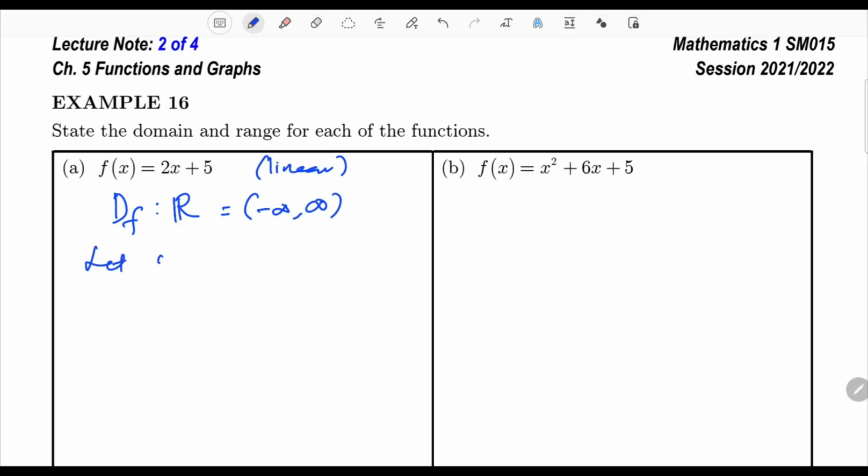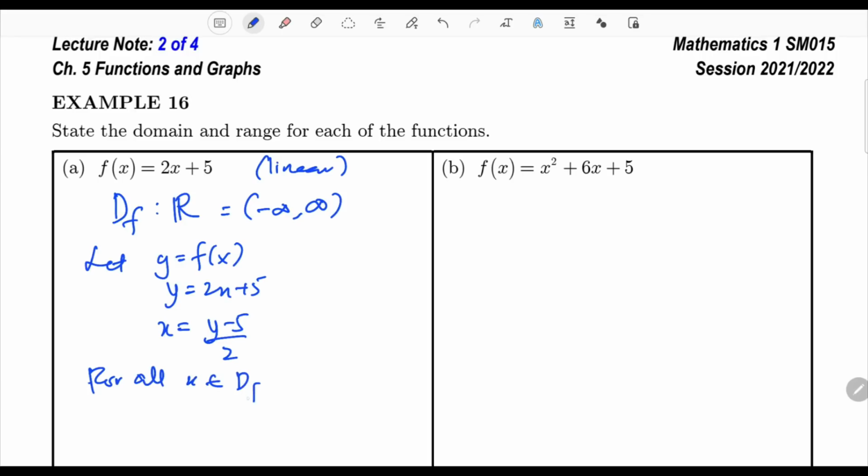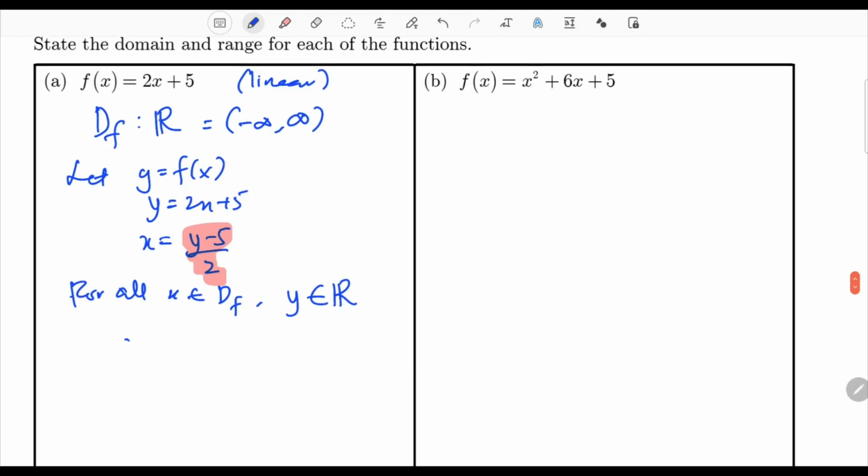Next we're going to let y equal to f(x). So y equal to 2x plus 5. Rearrange, so we get x equal to (y minus 5) over 2. So for all x elements of the domain, what are the possible values of y here? y also will be real numbers. So hence the range of f will be the real numbers, so negative infinity to infinity.